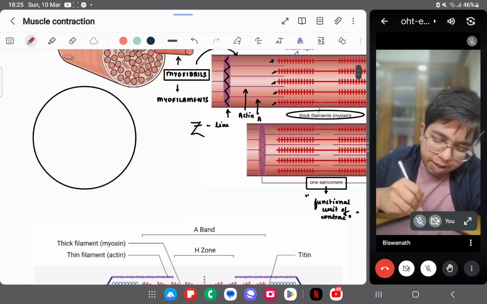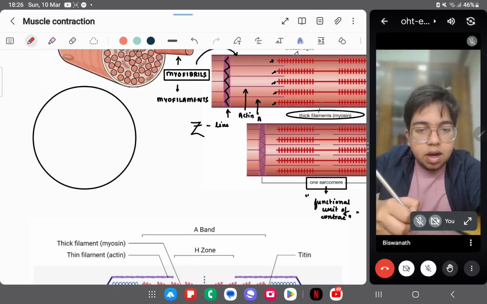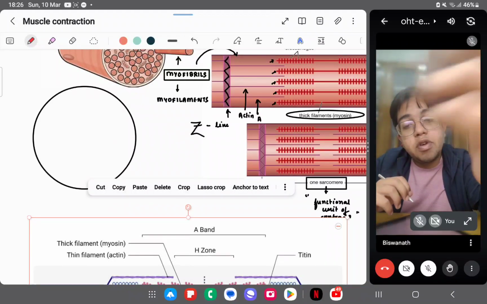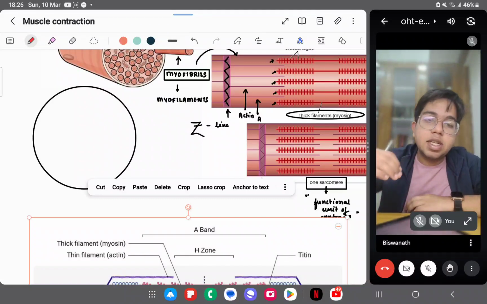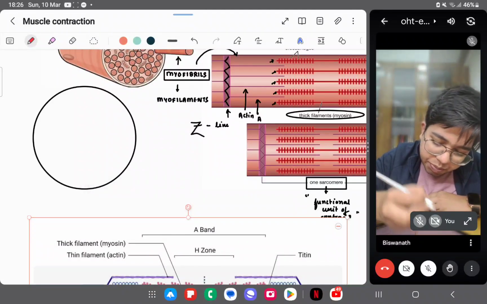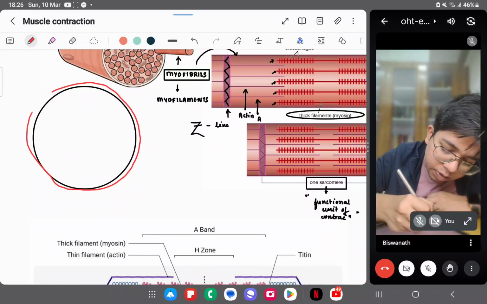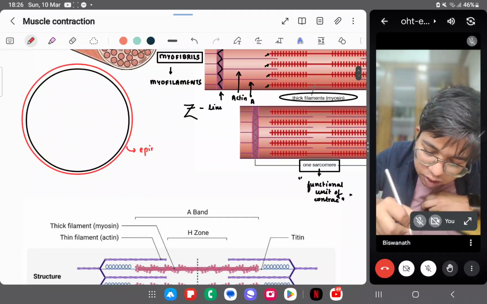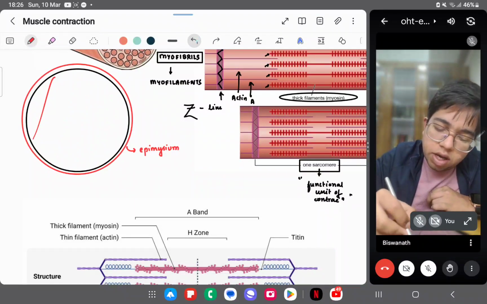Let's assume this is the muscle. We are taking a cross section. If this is a muscle, the surrounding structure of the muscle, what is it called? The surrounding structure is the epimysium, right? So this one, let's assume epimysium. So now this is the muscle.